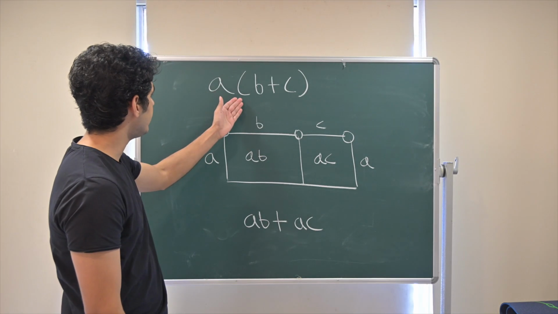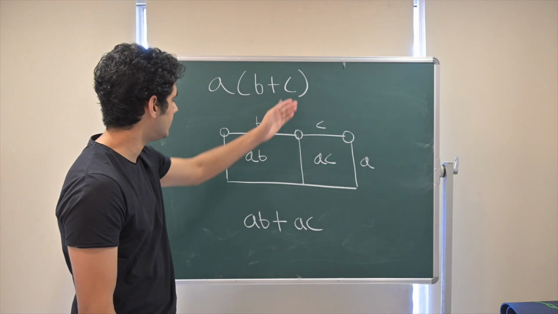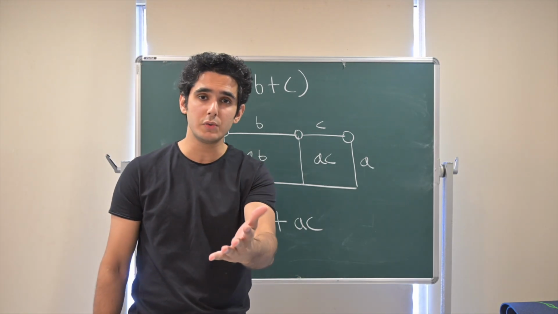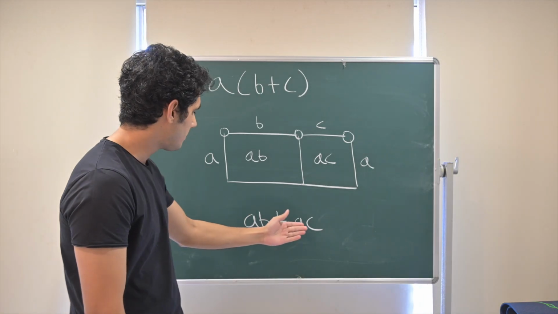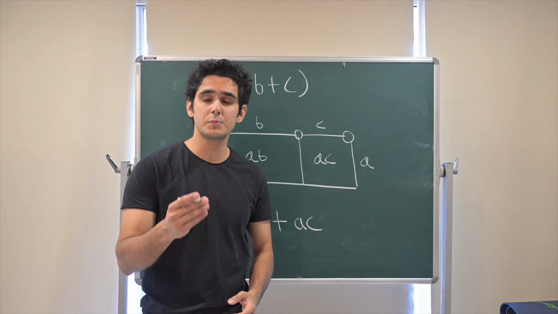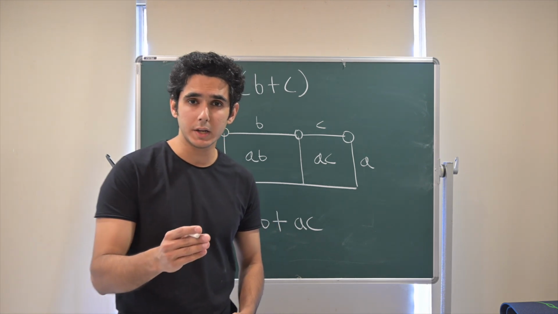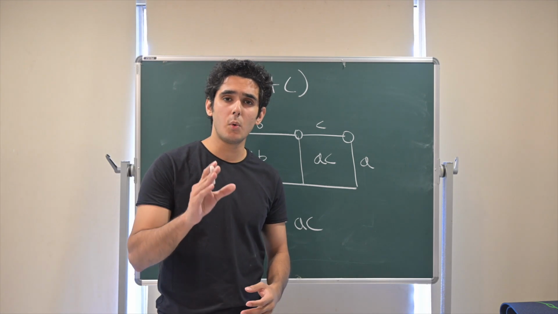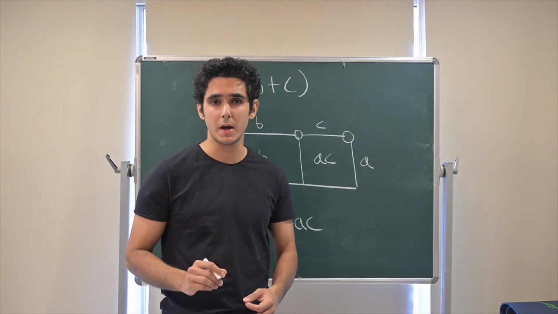So for the entire expression a times (b plus c), we have discovered a new value, that is ab plus ac. This is called the distributive property of multiplication over addition, and it is the most fundamental rule of mathematics.